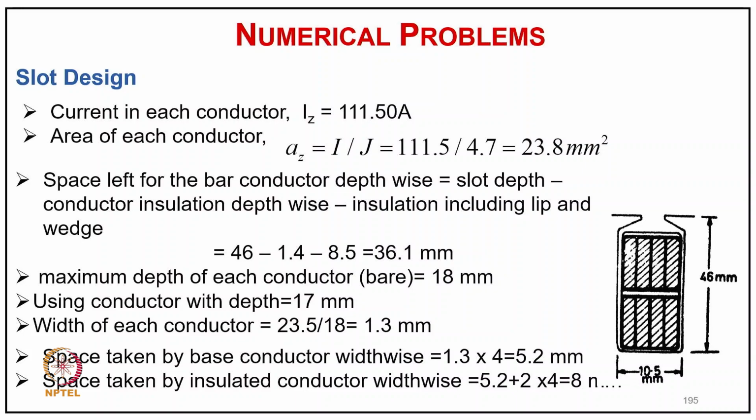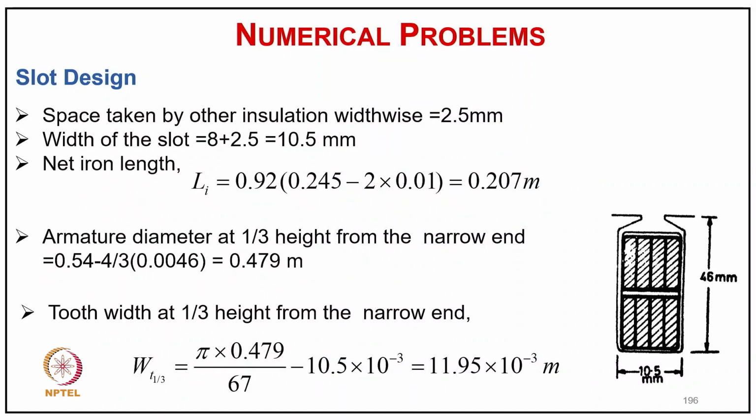So the maximum depth of the conductor is 18 millimeter, and usually a conductor with depth 17 millimeter is used. The width of each conductor is 23.5 divided by 18, it comes to 1.3 millimeter. So space taken by bare conductor, 1.3 into 4, is 5.2 millimeter, and space taken by the insulated conductor, putting the value, comes to 8 millimeter, as you can see in the diagram. So with the space taken by the insulation of 2.5 millimeter, the width of the slot is 8 plus 2.5, it comes to 10.5 millimeter.